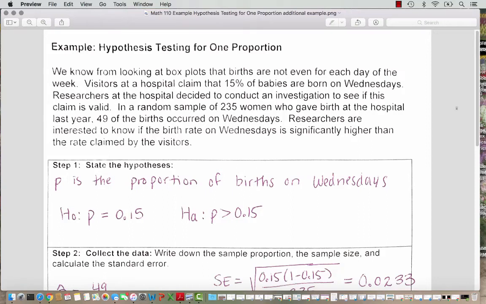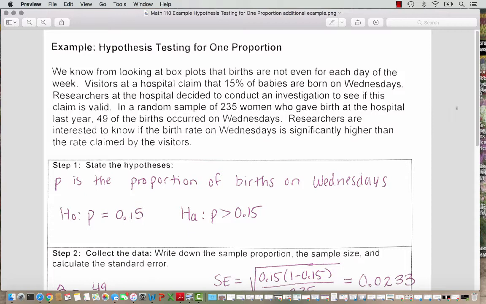In this video, we look at another example of hypothesis testing for one proportion. We know from looking at box plots that births are not even for each day of the week. Visitors at a hospital claim that 15% of babies are born on Wednesdays. Researchers at the hospital decide to conduct an investigation to see if this claim is valid.